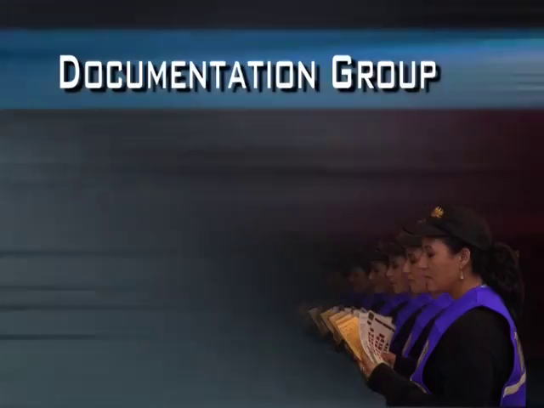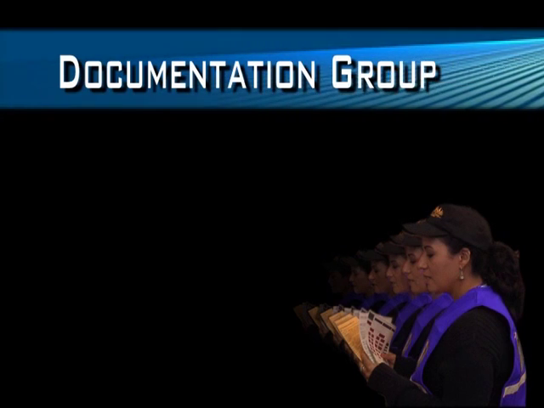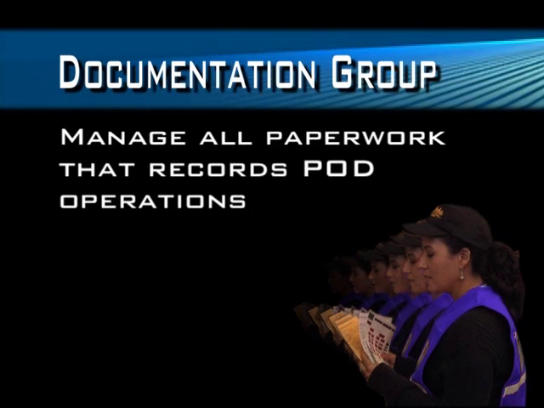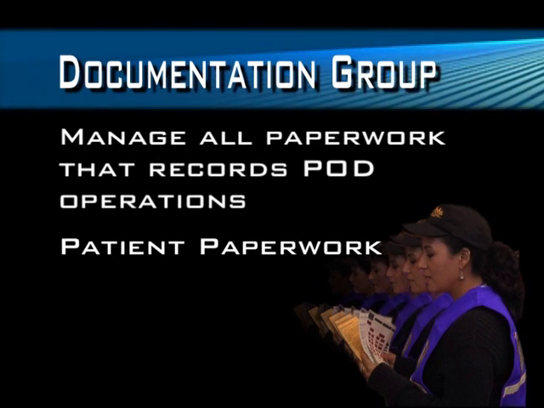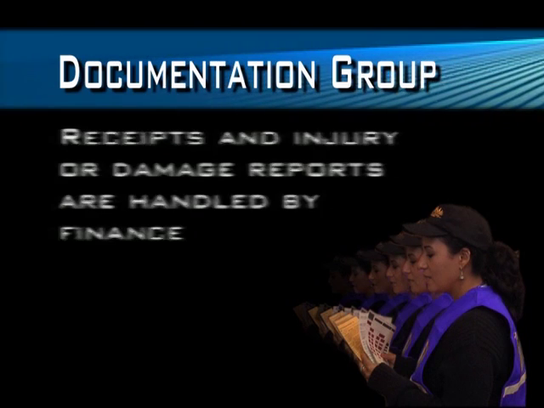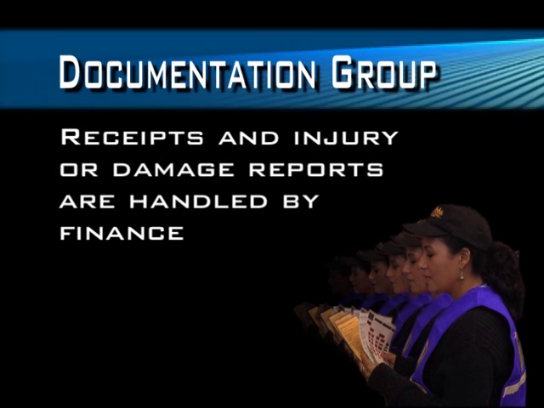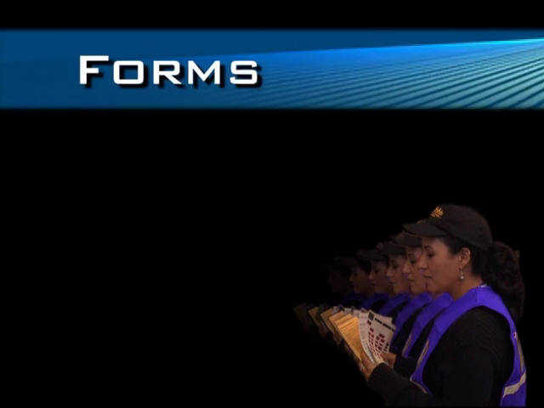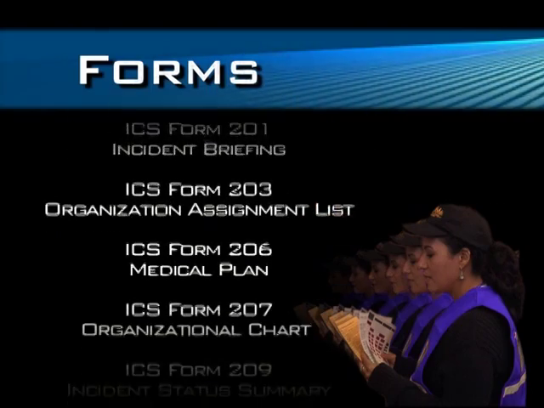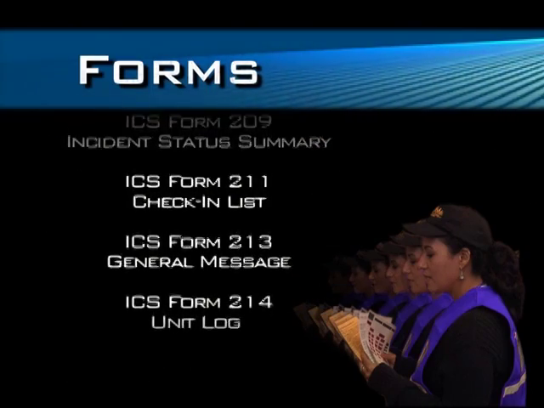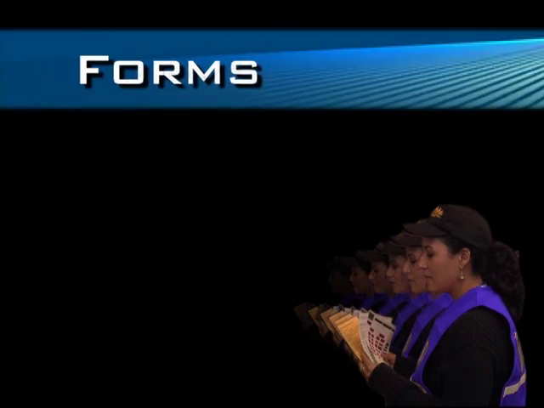flow. The documentation group's mission is to manage all paperwork that supports and records pod operations. This includes all patient paperwork and ICS forms. Receipts and injury or damage reports, on the other hand, should end up with finance. Forms that you'll get to know well include the patient information form, shift schedules, and the many ICS forms.